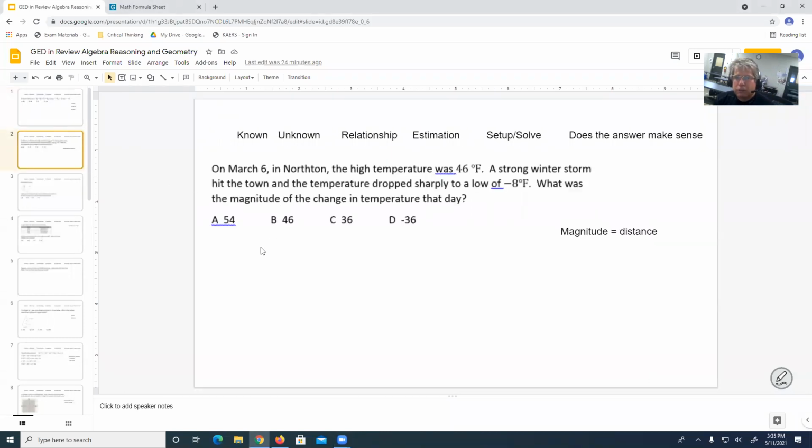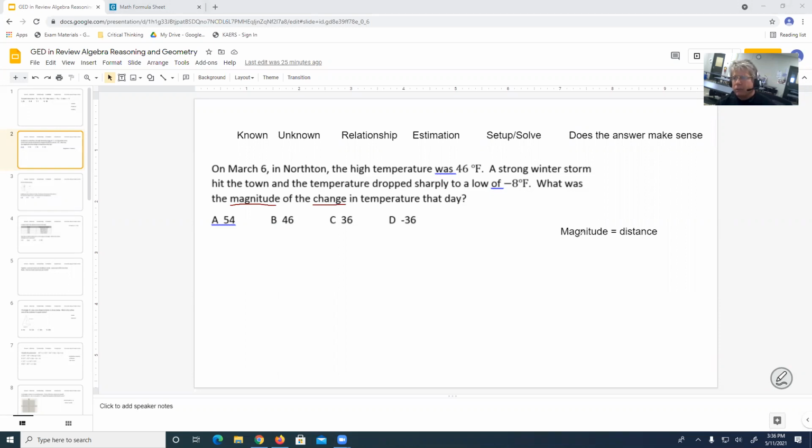So on March 6th in Northton, the high temperature was 46 degrees Fahrenheit. A strong winter storm hit the town and the temperature dropped sharply to a low of -8 degrees Fahrenheit. What was the magnitude of the change in the temperature that day? So again, the key is that last sentence. What is the magnitude of the change in temperature?